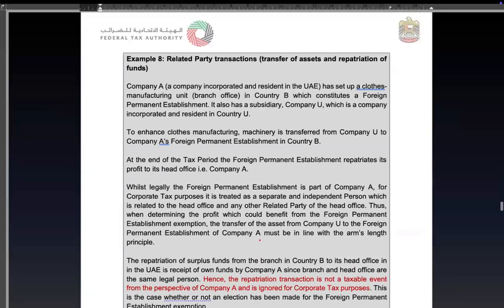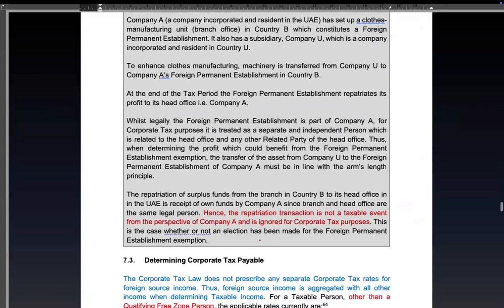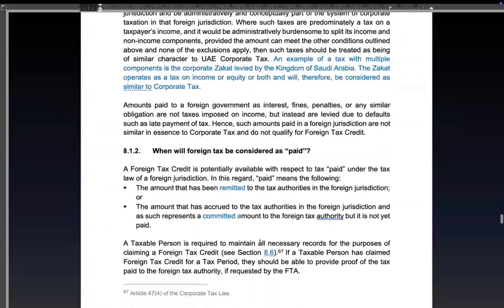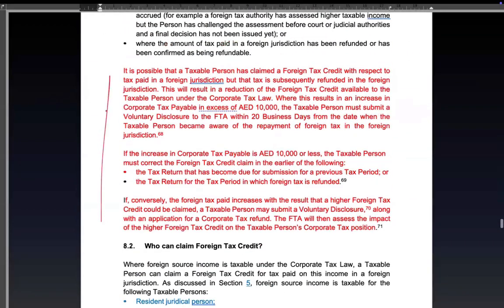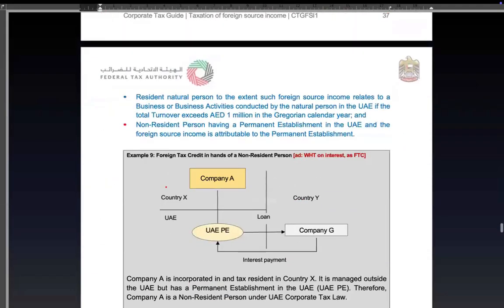Related party transactions. I think we have not discussed this. If there is a PE or any company out of the UAE, any transaction between the UAE resident company and out of the UAE will be considered on an arm's length basis, and transfer pricing rules and regulations will be applicable. This example is regarding that. We have discussed more than 10,000, less than, where you need to pass the VD, where you can adjust in the return. We have already discussed this.